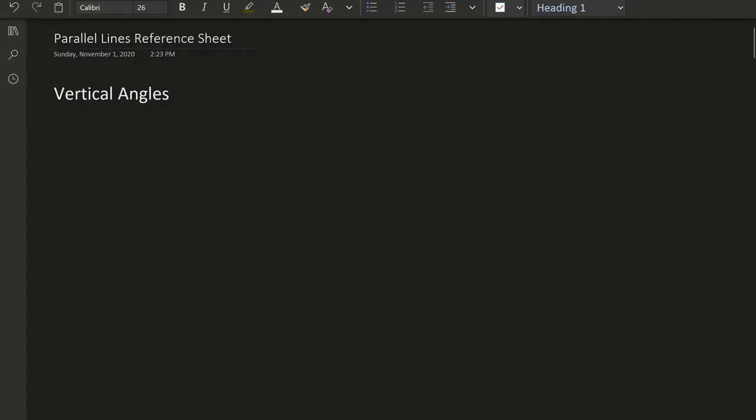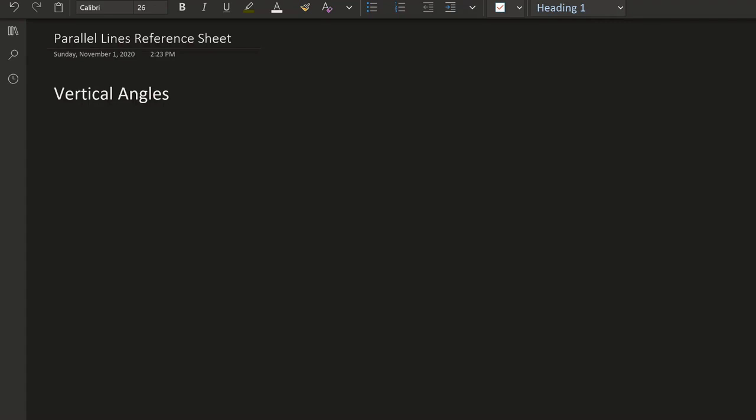Hello students, today we're going to do some parallel lines practice with the parallel lines theorems as well as their converses. The first thing that I want to do is walk us through the parallel lines reference sheet. So this was an assignment that you had last week, to create a reference sheet with all of the theorems on it that would help you get through your parallel lines practice.